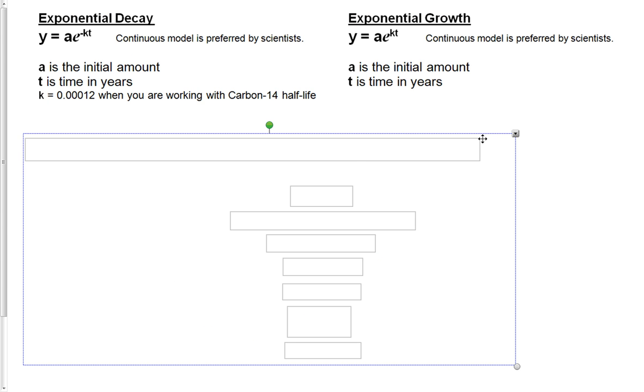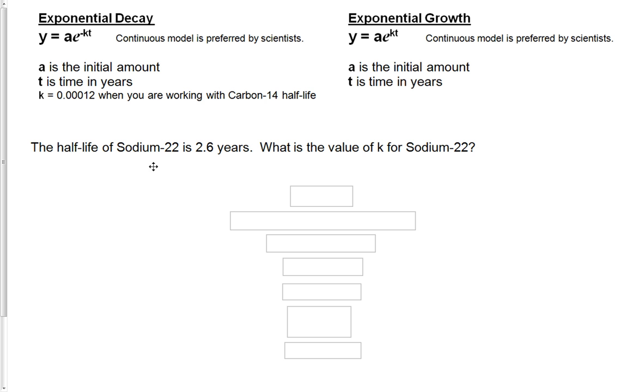Next example. We are looking for the half-life of sodium-22. They tell us that it's 2.6 years. They want to know the rate of decay, the k value for this sodium-22. So we start with our basic equation, y equals a times e to the kt. Since we're looking for a half-life, we're going to assume that our initial amount is 1, and the amount that we're left with, y, is going to be half of that, 0.5.